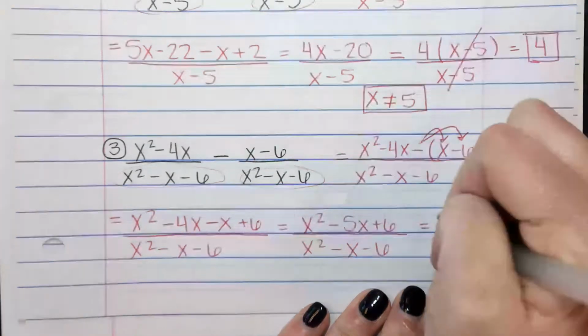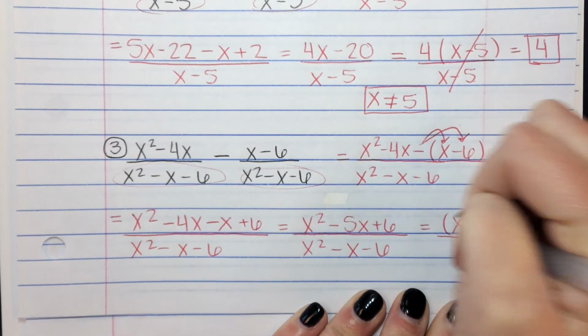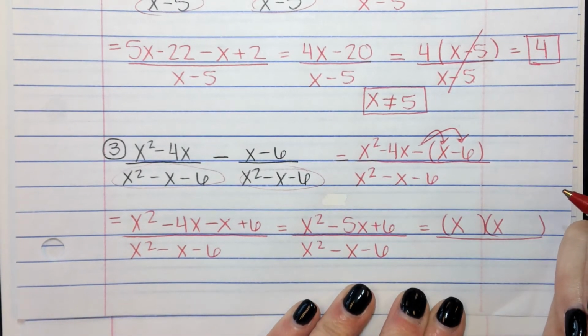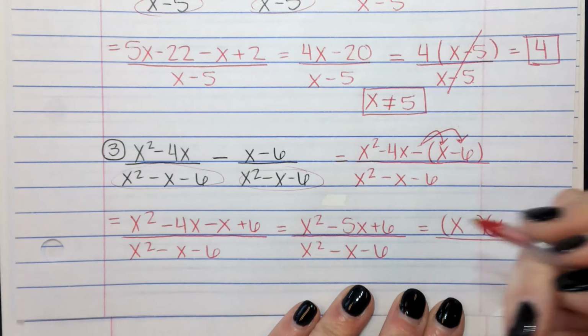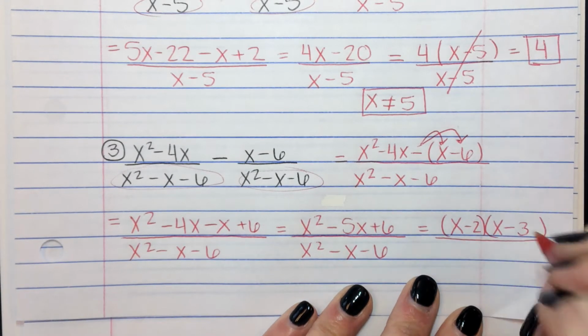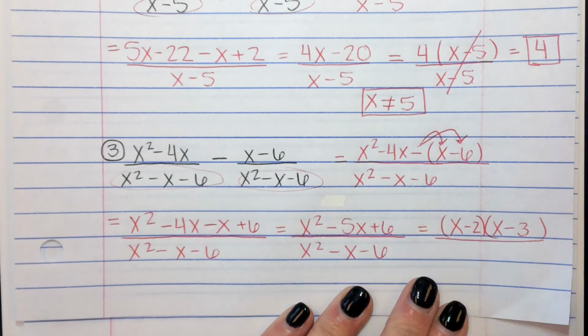So on the top, we're going to have two factors. We need x and x. Then we need factors of 6 that add to give us negative 5. So that's going to be a negative 2 and a negative 3, okay, because negative 2 times negative 3 is 6, and if you add those, you get negative 5.